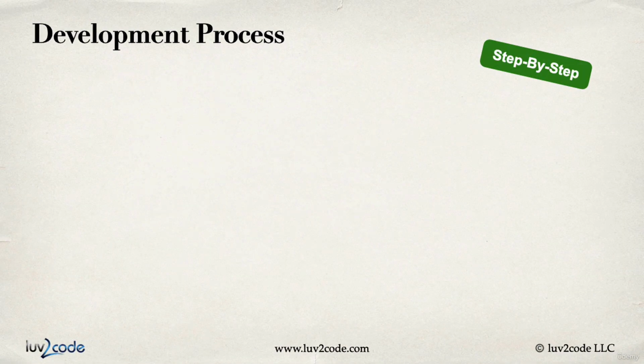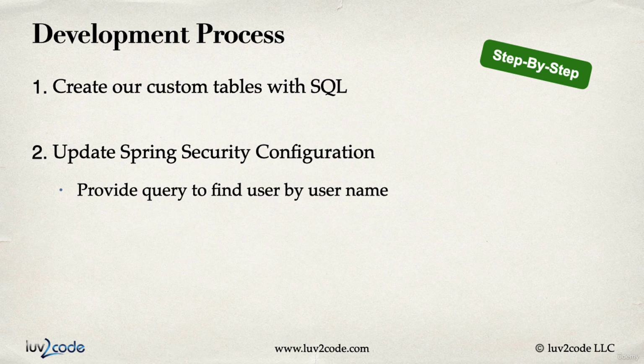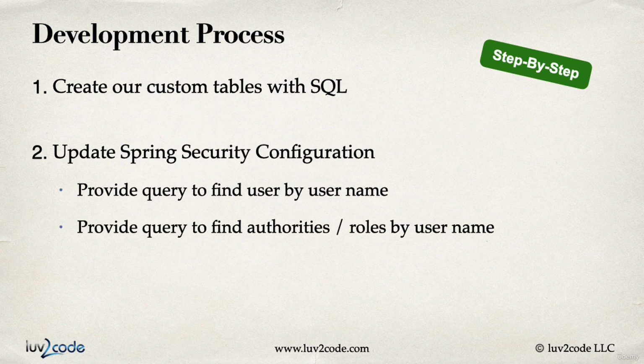Here's the development process. In step 1, we'll create our custom tables with SQL. Then in step 2, we will update the Spring Security configuration. We'll provide a query to find a user by username. We'll also provide a query to find authorities/roles by username.